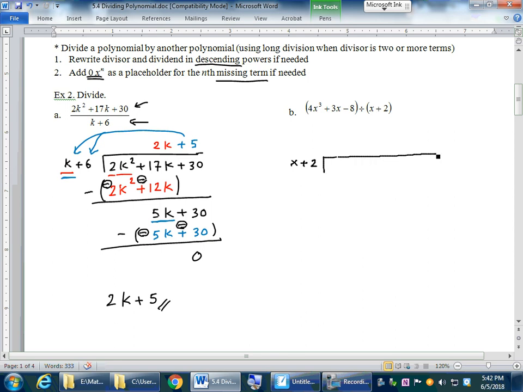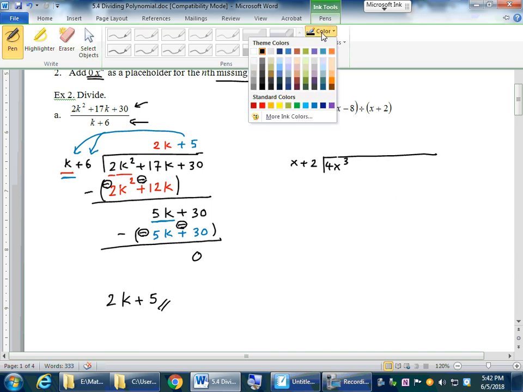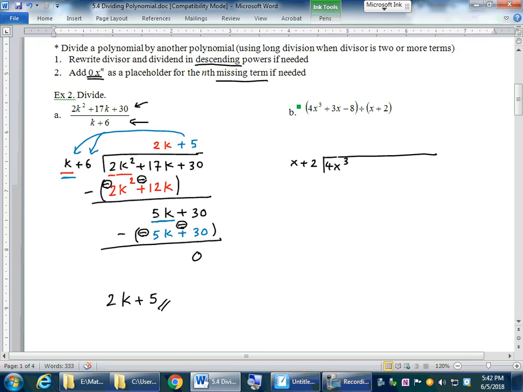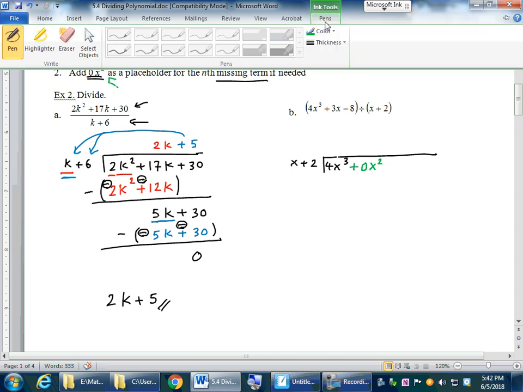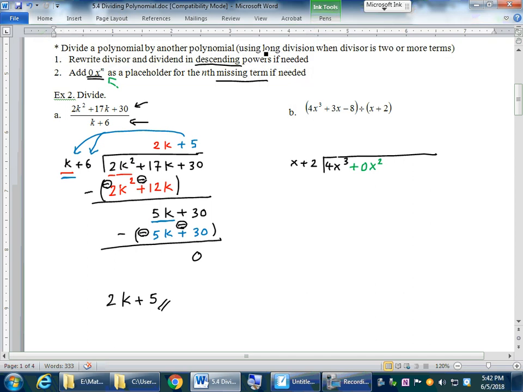divided into 4x to the third, and we have a missing term of x squared, so I'm going to be replacing this x squared term with this plus 0x to the second power, and that's what I mean by right here, right? And then continue writing down the rest plus 3x minus 8.